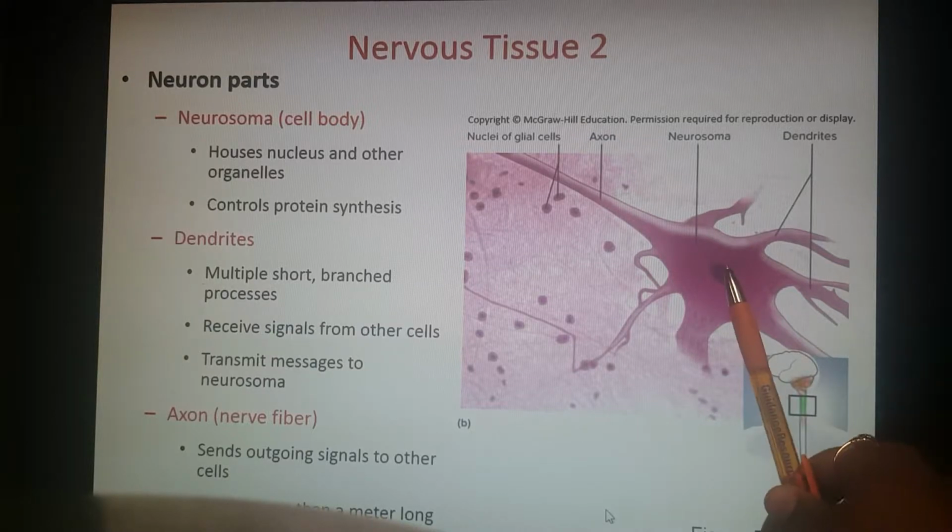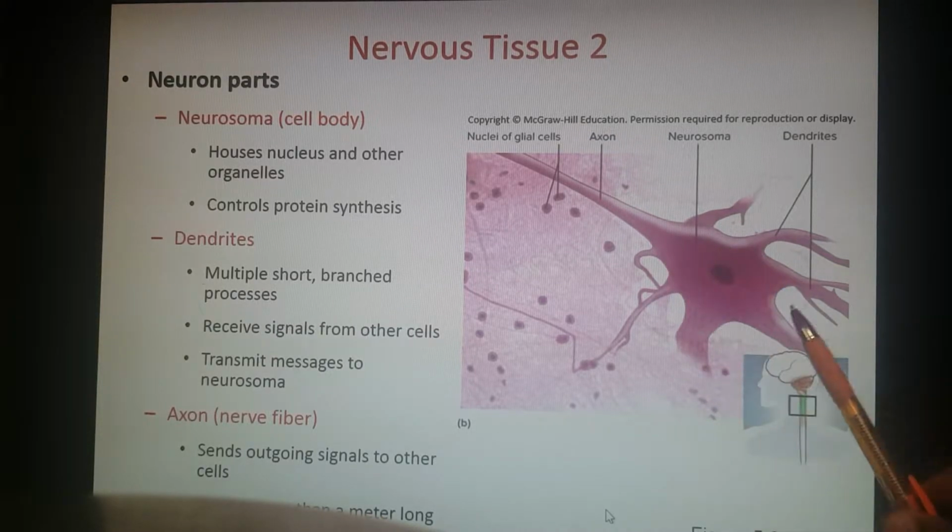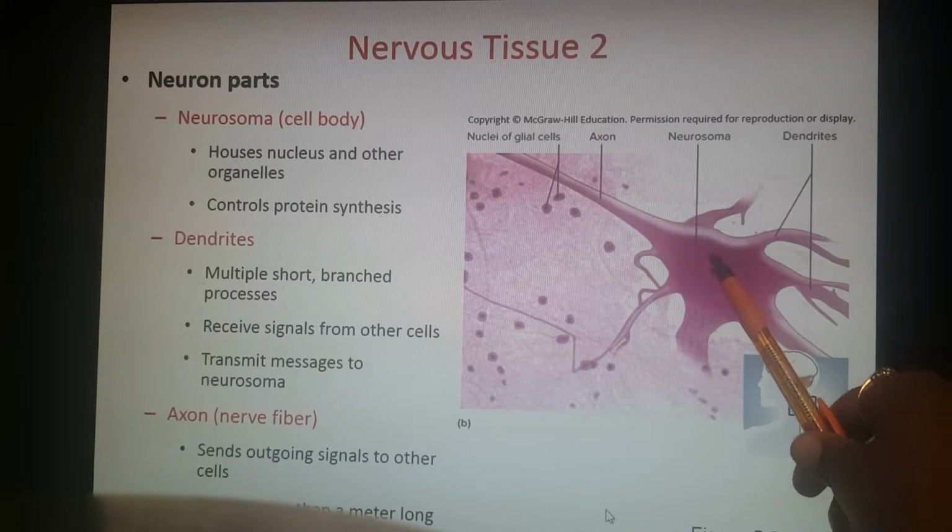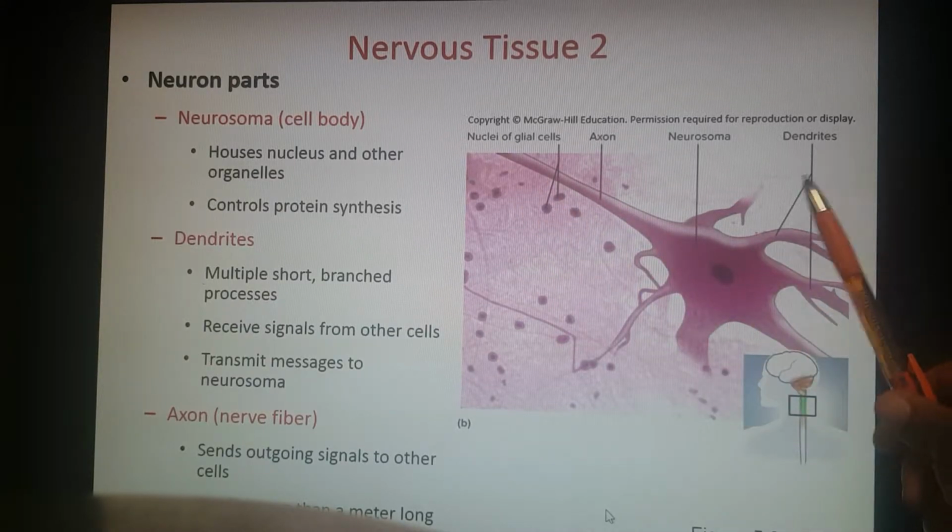The other job of your neurosoma is basically to do most of your cell stuff. So make your proteins, and then they have to traffic them to other parts of your cell. It also has your nucleus and the majority of your organelles.